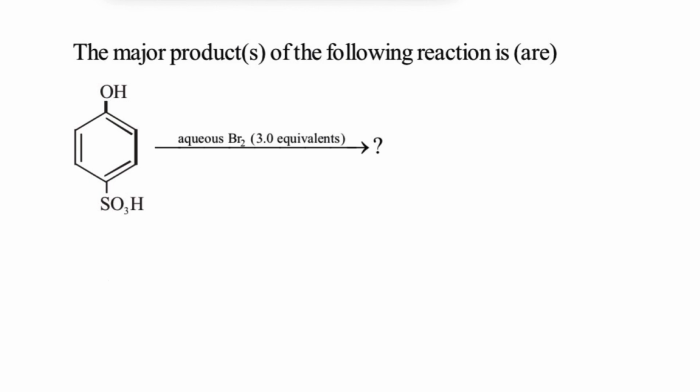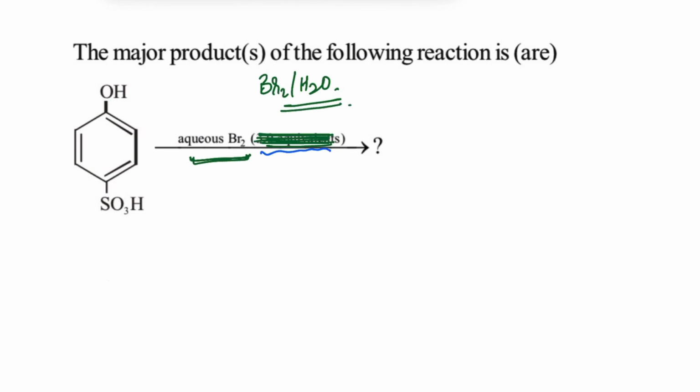Now the third segment is again from the halogenation segment only. You have got aqueous bromine. What's more important over here is these 3 equivalents. Although I have mentioned 3 equivalents, which means there will be 3 bromine attached, let's suppose this is not mentioned, because in exams you will find it is not mentioned. Now you have aqueous bromine, which basically means bromine water, right?